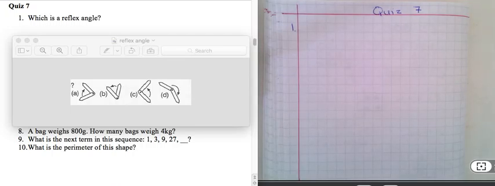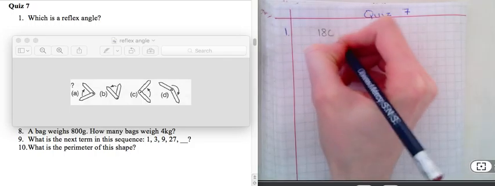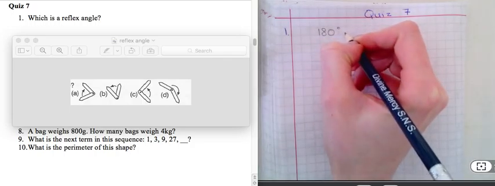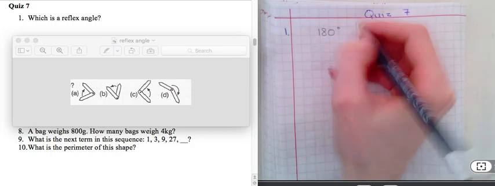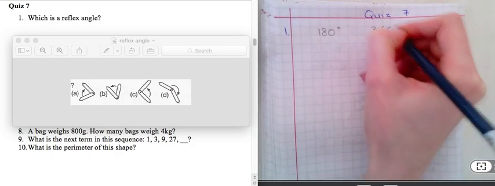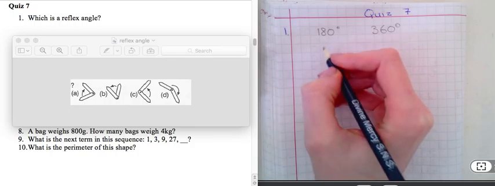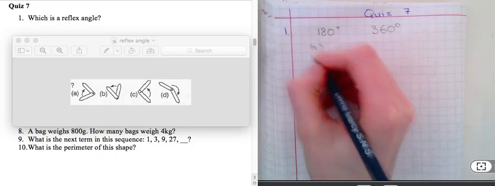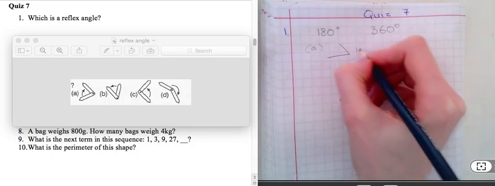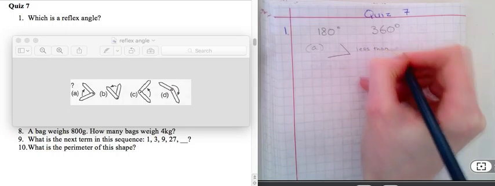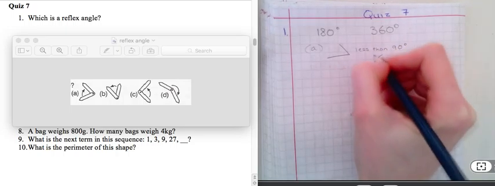Quiz 7, question 1 asks, which is a reflex angle? And we know a reflex angle is more than 180 degrees, but it is less than 360. So we can see that shape A looks like that. It's less than 90 degrees. So it's not that one.